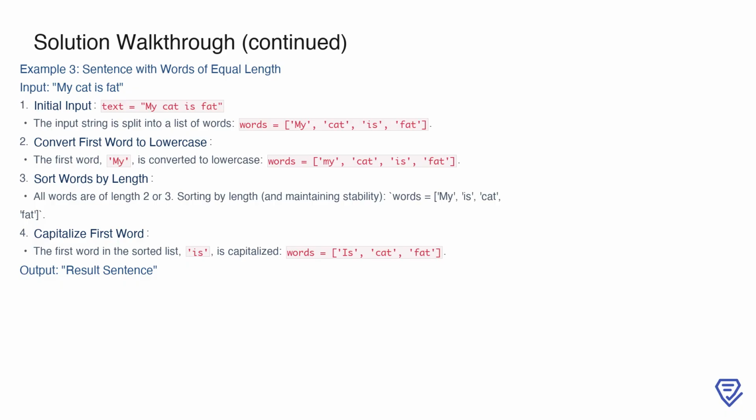Following this, the first word in the sorted list, my, is capitalized, giving us, My, is, cat, fat. Finally, the words are joined back into a single string to produce the result sentence, My is cat fat. This illustrates how the solution maintains stable sorting while rearranging words of similar lengths.